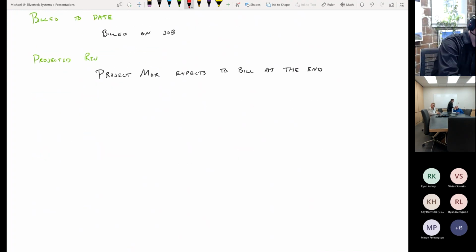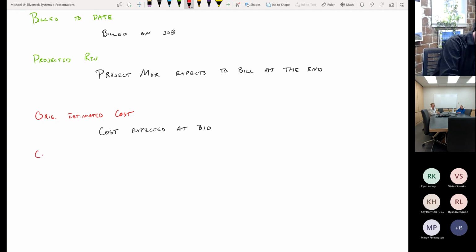So we have similar things on the cost side, right? We have original estimated cost. Our original estimated cost is cost expected at bid. And just like above, we have our current estimated cost, which is simply our original cost plus change orders. Right? This is the cost of the change orders.